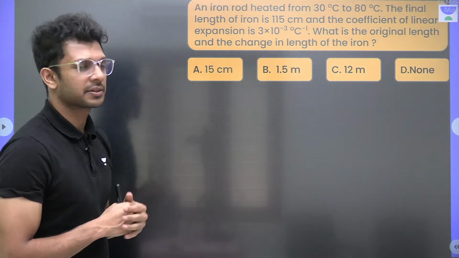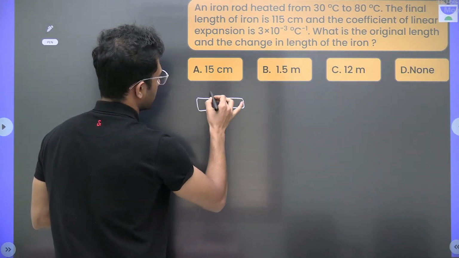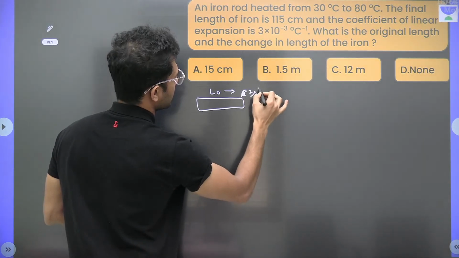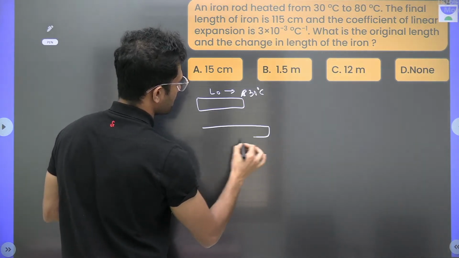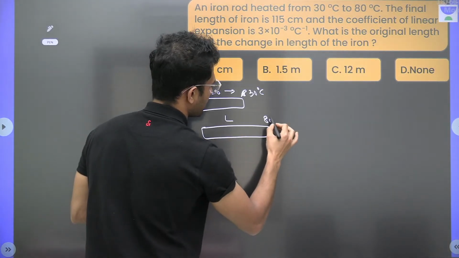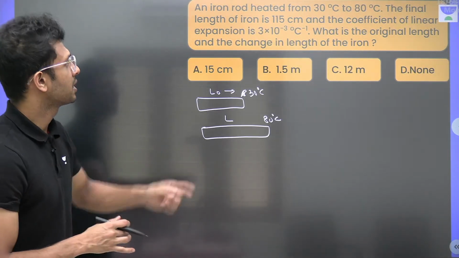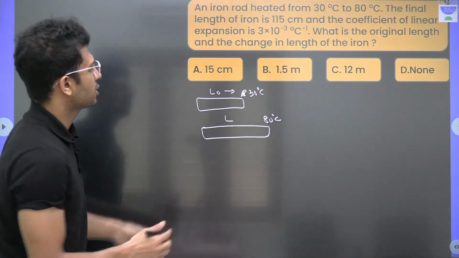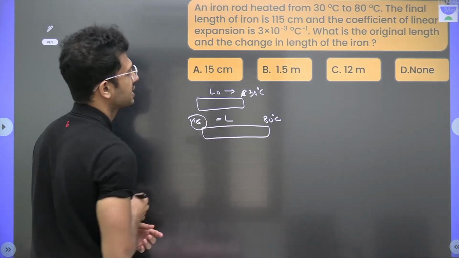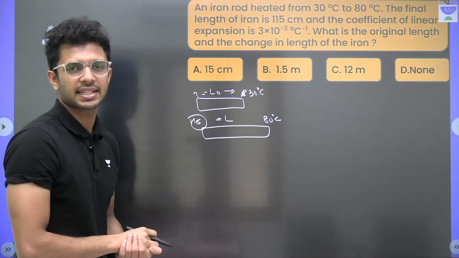Okay, I'll explain. The body was having some length L0 at a temperature of 30 degrees Celsius. Now you increase the temperature, so the length will become some L value, and the temperature is increased to 80 degrees Celsius. The final length of the iron is given as 115 centimeters. The question is, what is L0 and what is the change in length that has happened?